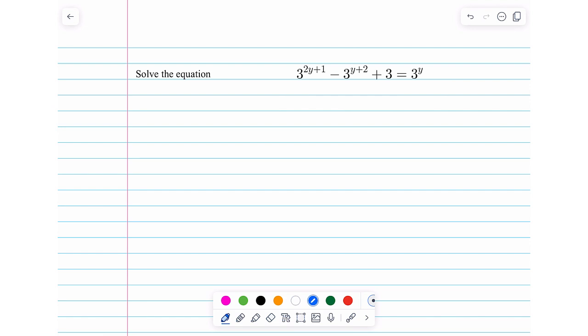Because we have y's in the power, it would be a good idea to make 3 to the power of y the u. So let's go ahead and make that u, which means u squared is going to be 3 to the power of y squared. And using the index laws, we're going to multiply the powers, so u squared is going to be equal to 3 to the power of 2y.